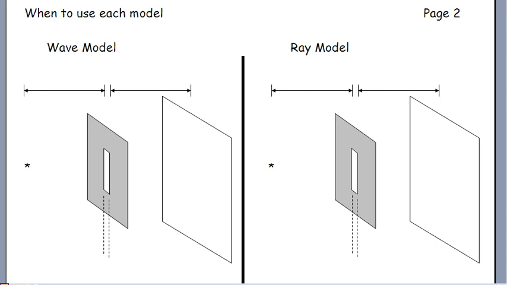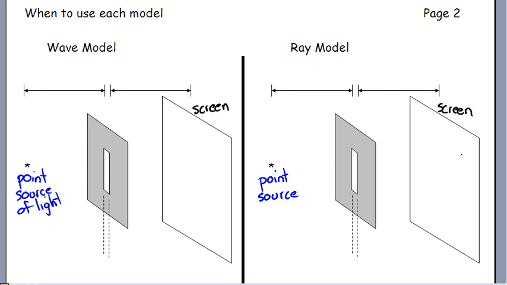So in both of these pictures, I've got a tiny little point source of light, like a tiny, tiny little light bulb. That's what the asterisk is. Okay, so there's my point source of light. And the same thing over here, also have this point source. Just a tiny, tiny little speck of light, so tiny that you can think of it as a point. And on the other side of the classroom, I'm going to have a screen, something that I can see the light land on. Same thing over here, screen. So these experiments look identical so far.